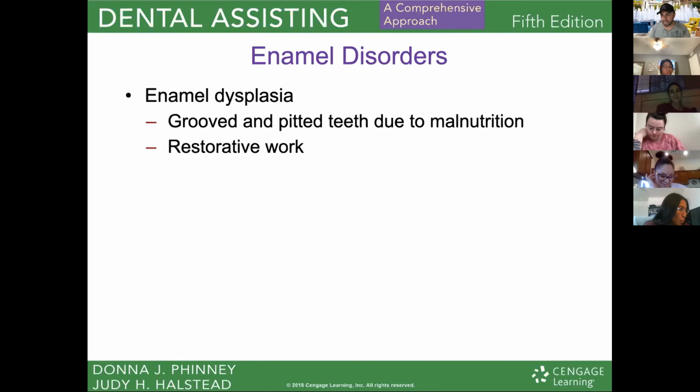So we do have some enamel disorders that are possible. Enamel dysplasia is grooved and pitted teeth due to malnutrition. If somebody doesn't have enough nutrition, they get this mottled enamel look. Sometimes it looks almost like decalcification, like chalkiness of the enamel. And sometimes if it gets bad enough, restorative work might be necessary, either because it's structurally unsound, or for aesthetic reasons. If we have this mottled chalky enamel on the front teeth, you might notice some people have that. They might want to get it fixed just due to that.